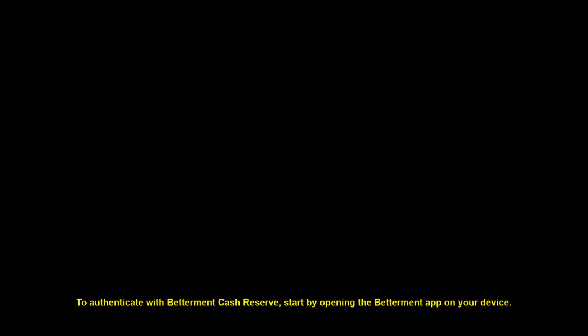To authenticate with Betterment Cash Reserve, start by opening the Betterment app on your device. If you're not logged in yet, enter your email address and password to access your account. Once you're logged in, navigate to the Cash Reserve section. Look for the option to connect or authenticate your account.